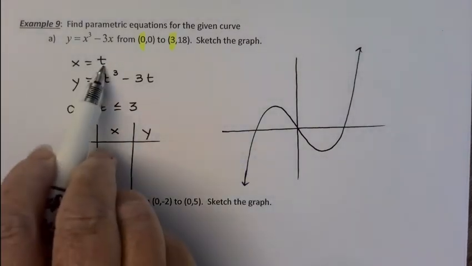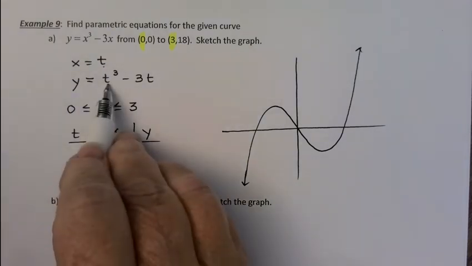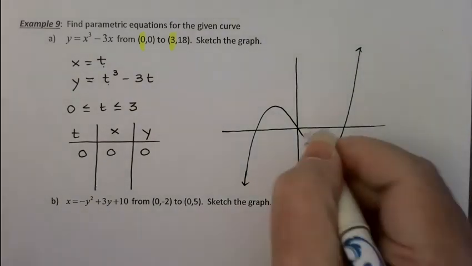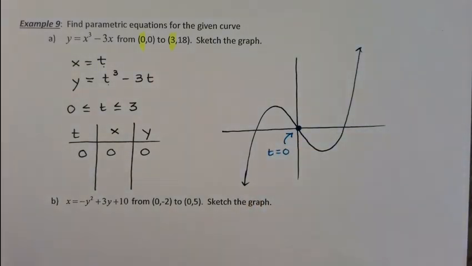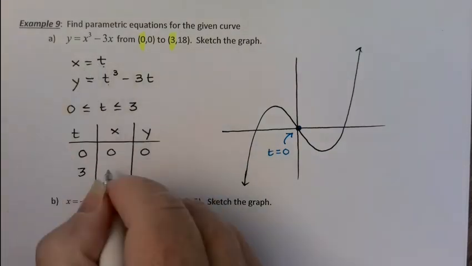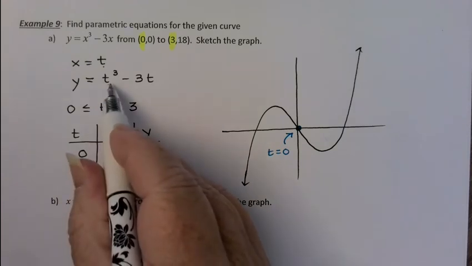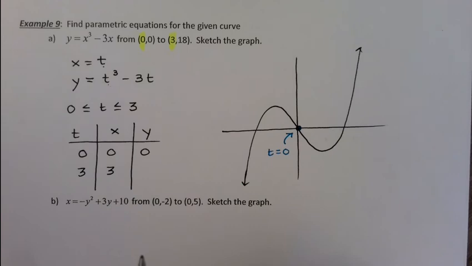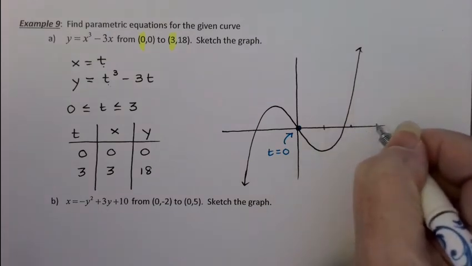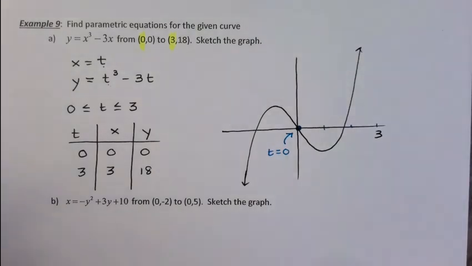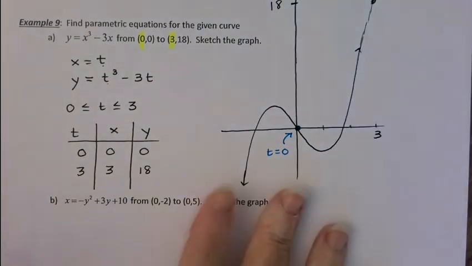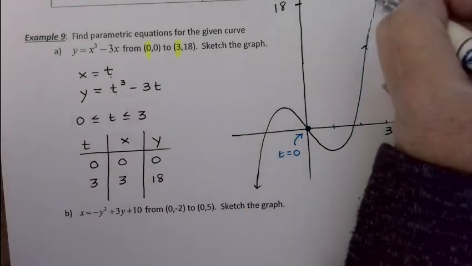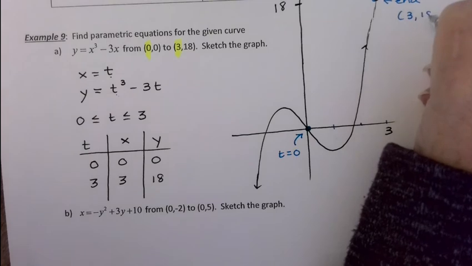When t is 0, x equals t, so x is 0, and y would be 0 minus 0, which is also 0. So that tells me I'm going to start here at the point (0, 0) at t equals 0. Now my ending value of t is 3. X is t, so that's still 3. And for y, I would have 3 cubed, this is 27, minus 9 would be 18. So when I get to the point (3, 18), I have to go up a ways here, that's going to be my ending point, and that's at t equals 3.